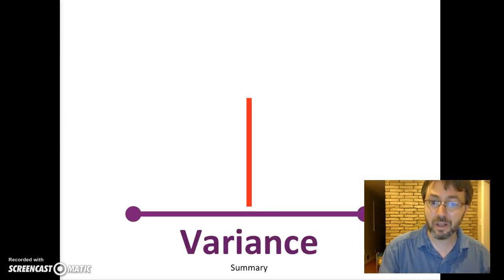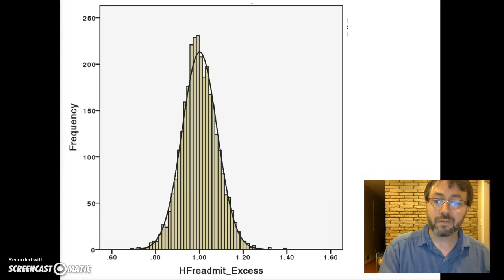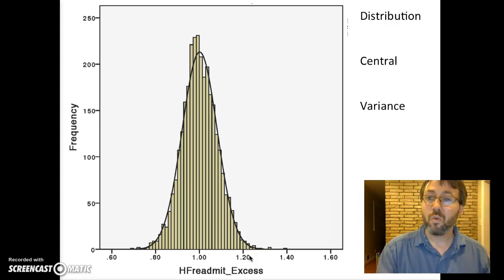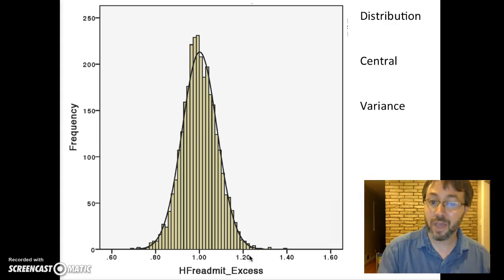So in summary, the variance for a heart failure readmission with this pattern is, put on your thinking caps, what's the distribution? How would you describe it? For that distribution, what's the best measure of central tendency? And how much variance do we have within these data? So take a second and think about those questions.